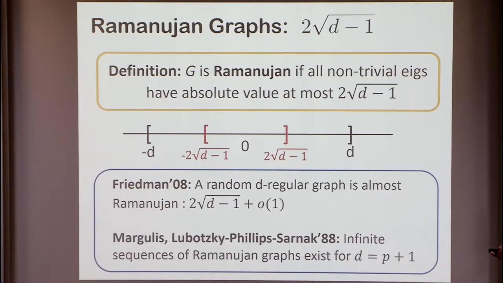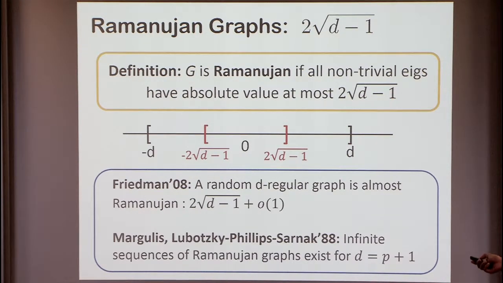But then importantly, there are these amazing independent results of Margulis and Lubotzky-Phillips-Sarnak, who showed that when d is equal to p plus 1 where p is a prime, there are infinite sequences of d-regular Ramanujan graphs. And these graphs were Cayley graphs. The proof of this uses some deep number theoretic results. But it's a really explicit construction and has proved to be useful in computer science.